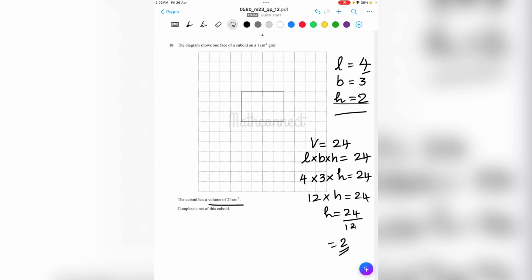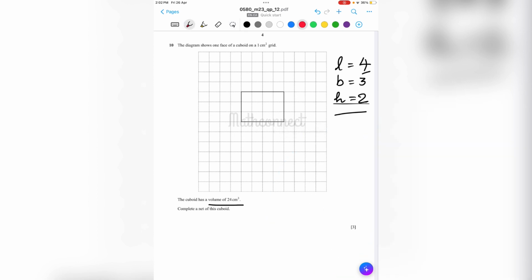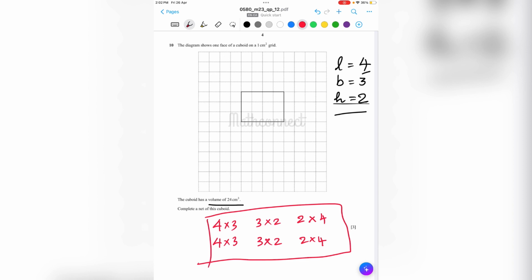So let me just erase the rest of the things. I'm going to erase this calculation. A net should have 4 times 3, 4 times 3, and the other rectangle should be 3 times 2, 3 times 2, and finally we should also have a face which has dimensions as 2 times 4 and 2 times 4. So let's start drawing the net. So if you have this right in front of you, it makes it easier for you to draw.